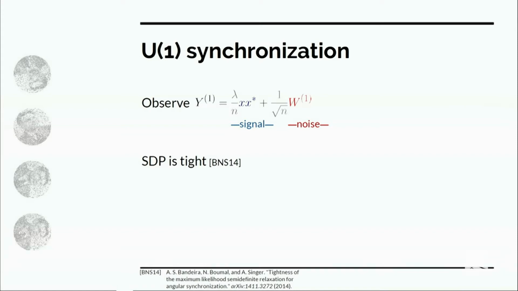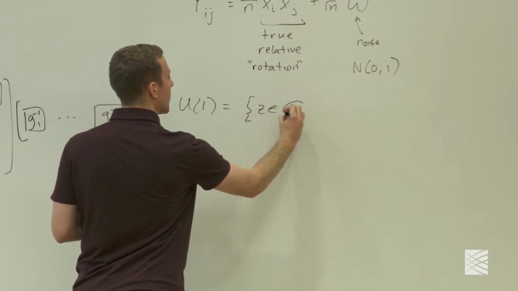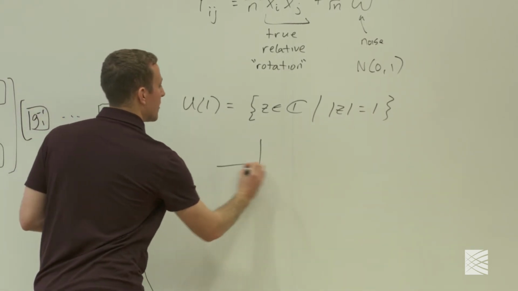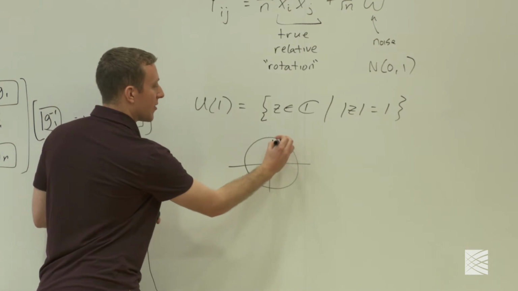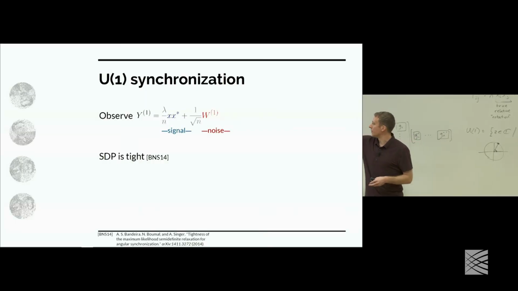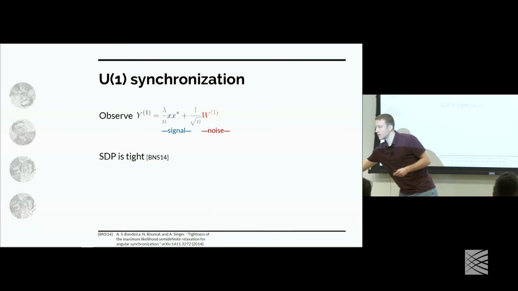So the next step after just plus-minus 1 vectors is the case of angular synchronization over U(1). This is basically the complex version of the plus-minus 1 case, because I'm thinking of U(1) as being all the unit norm complex numbers. So this is just the unit circle, and each point on the unit circle corresponds to some angle. On the left, remember we're talking about these pictures that are all rotated differently, and those angles correspond to the rotations.